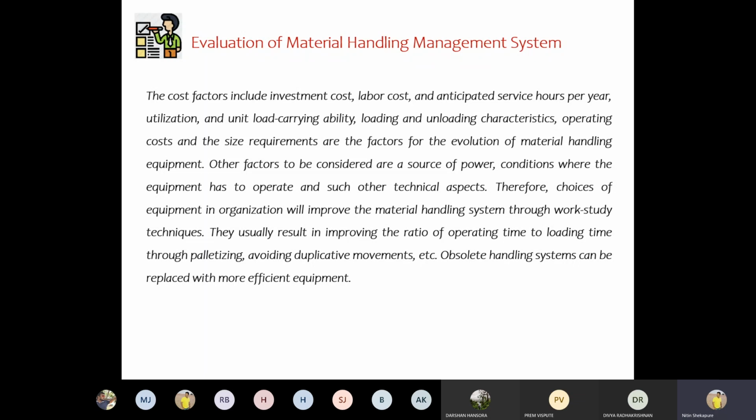Because suppose you have a particular machine, you can use it for 24 hours, but you are not using it for 24 hours. So it is under performance. At the same time, suppose you are using it for 24 hours, but not up to its capacity. So you need to understand the capacity of that equipment and be in a position to utilize it up to its maximum capacity. So it will give you more value for money.